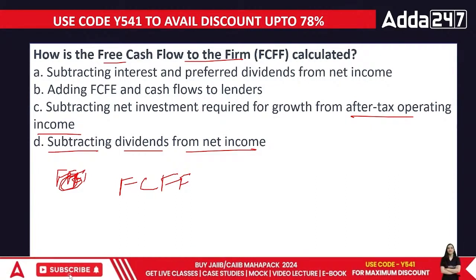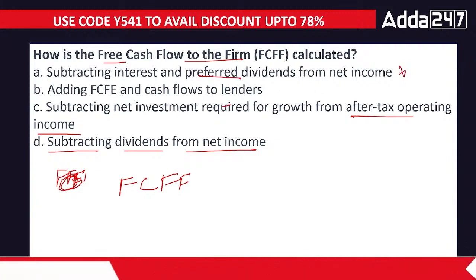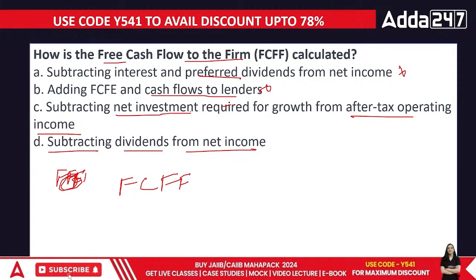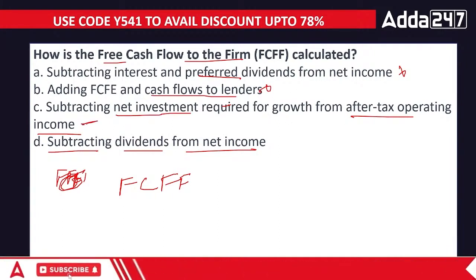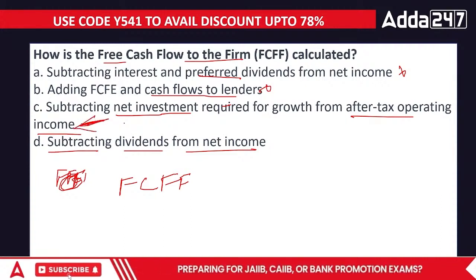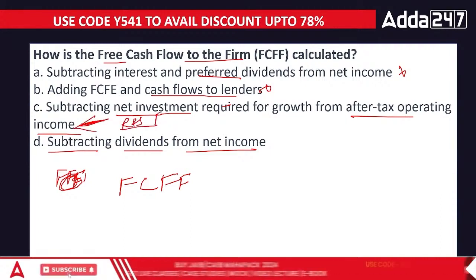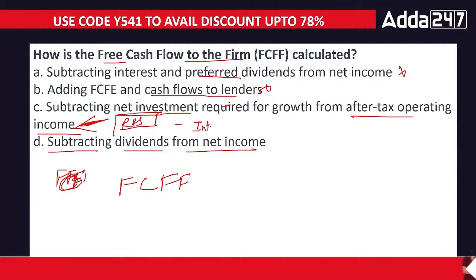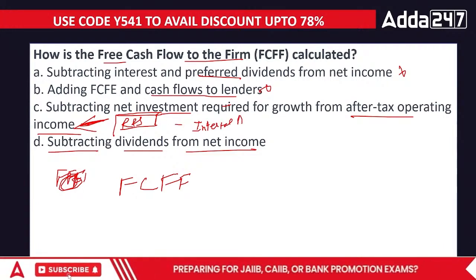Preferred interest and dividends are not removed. So this is wrong. Adding FCFE and cash flows to the lenders, no, this is after the payment to the lenders. Subtracting net investment required for growth from after tax, this is true. You will keep a part of it for reserves and surplus, whatever you want to keep. In our book it is written as internal accrual.